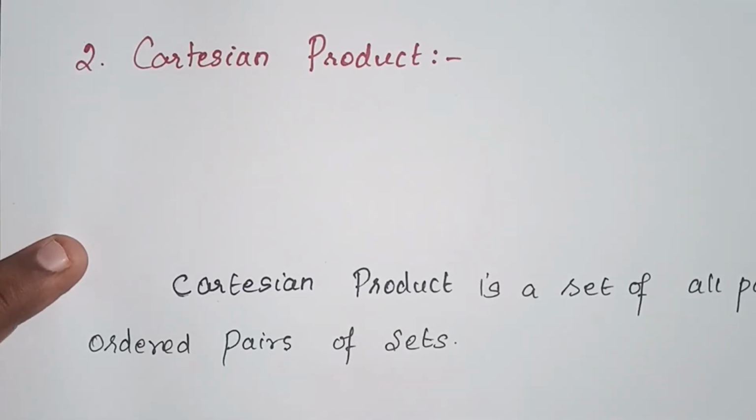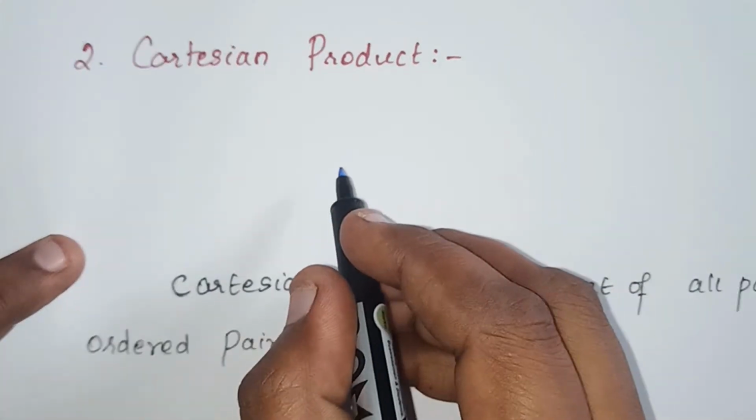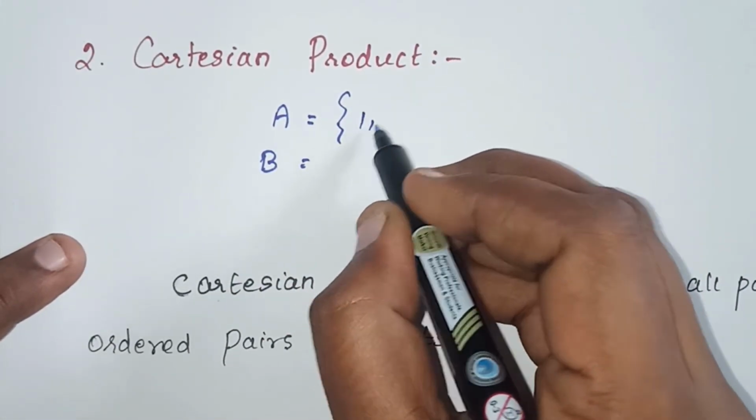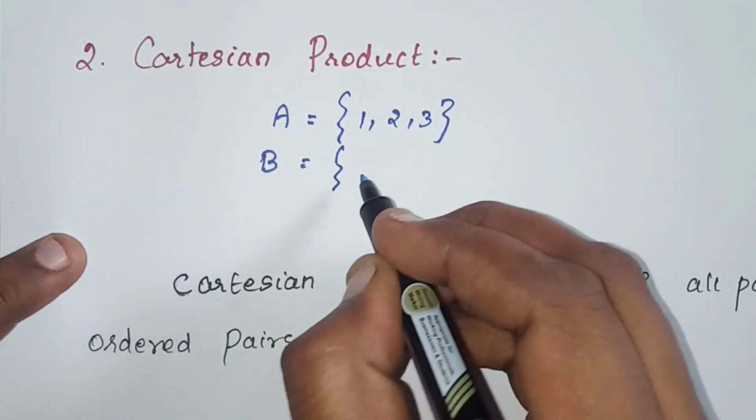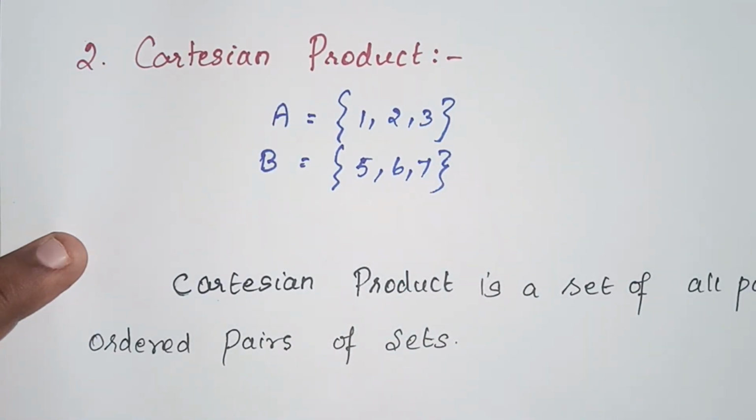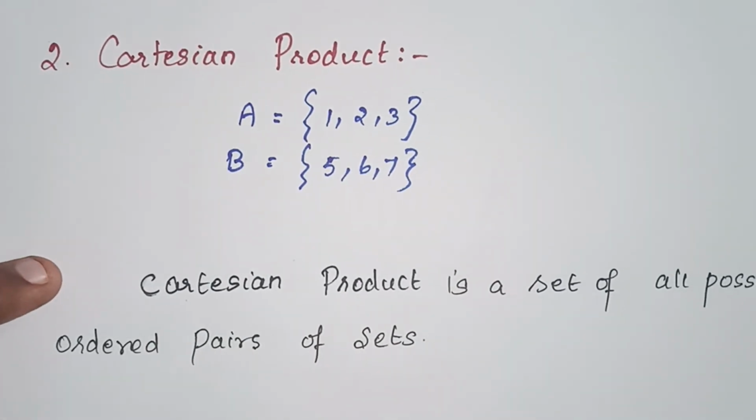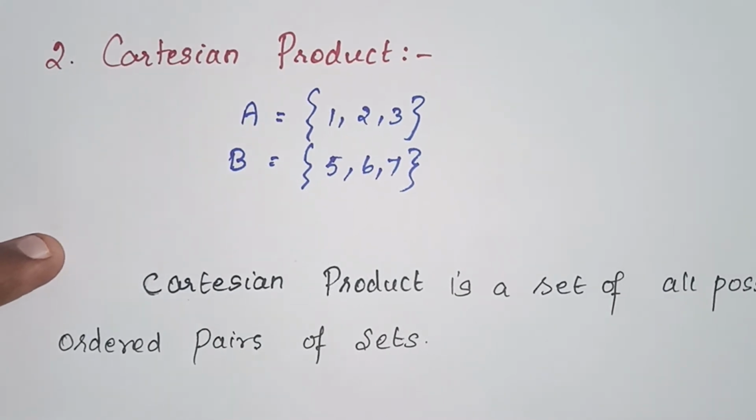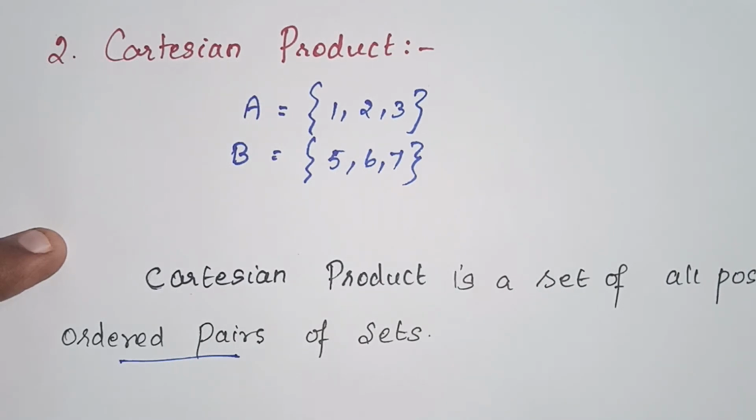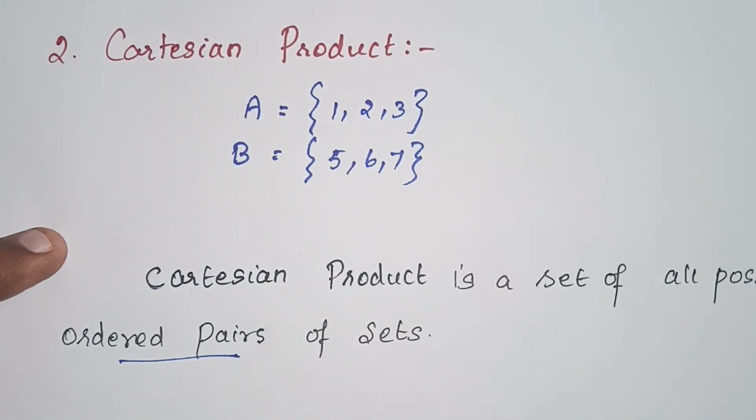The next basic concept you need to know is the Cartesian product. What is meant by Cartesian product? Let us take two sets, A and B. The first set contains 1, 2, 3. The second set contains 5, 6 and 7. Now, the Cartesian product is a set of all possible ordered pairs of the sets. Ordered pair means what? Pair means two elements, right?